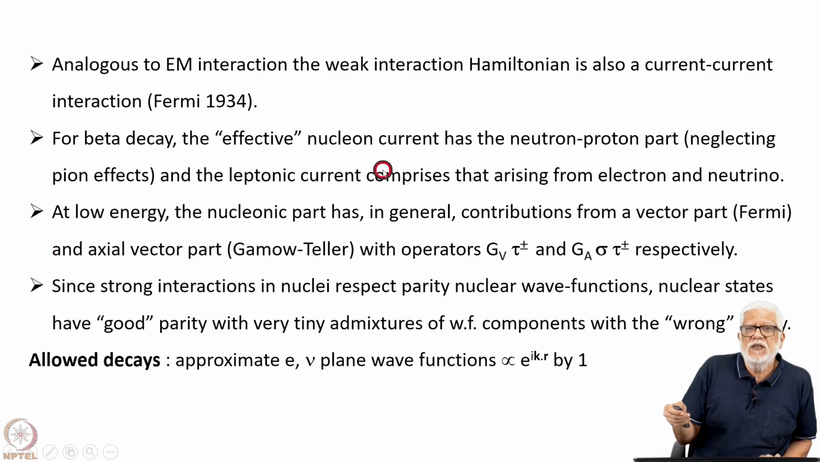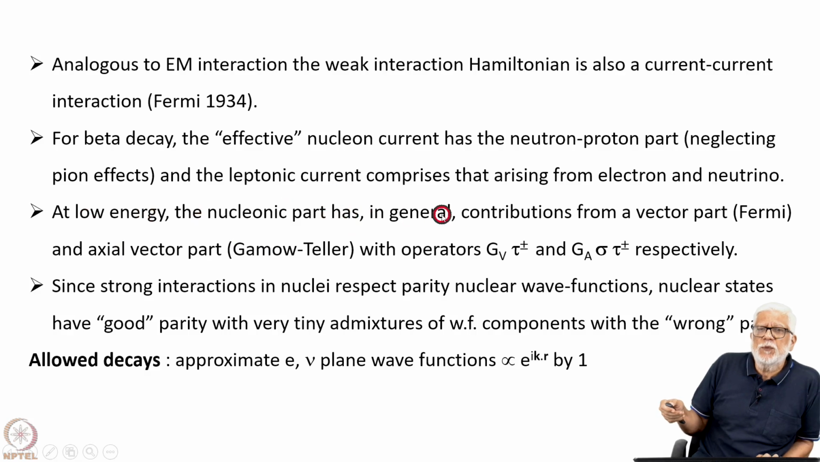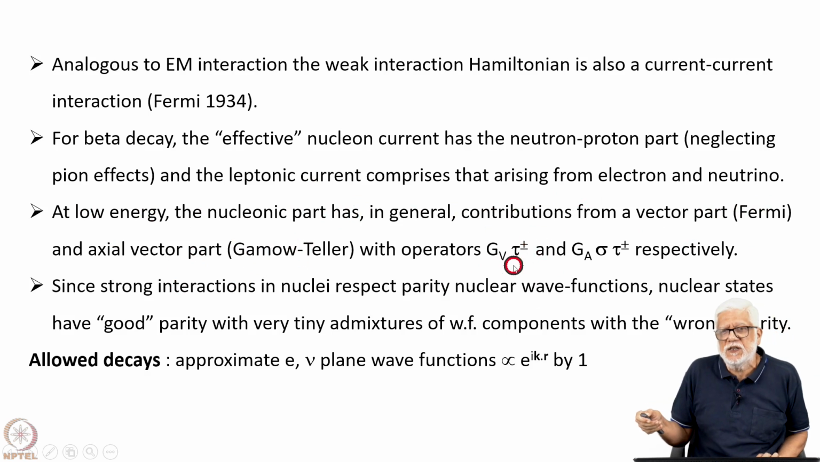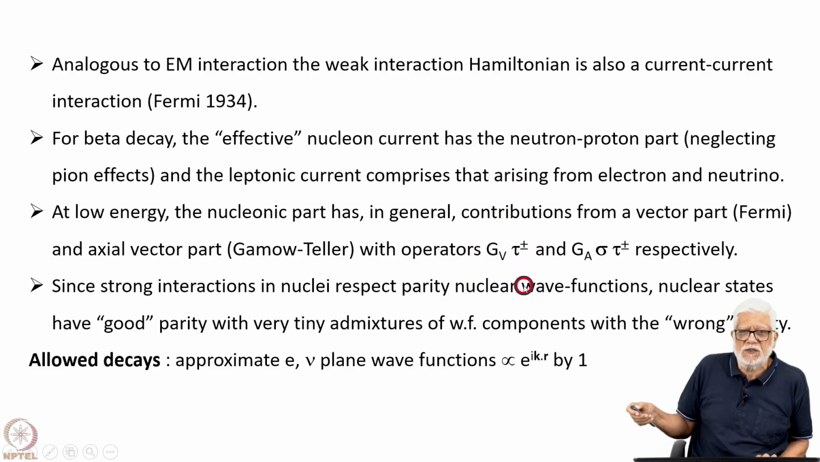So for beta decay, the nucleon current is the neutron-proton part, and the leptonic current arises from the electron and the neutrino. At low energies, the nucleonic part has in general contributions from a vector part, which is the Fermi part, and the axial vector part, which is the Gamow-Teller part, with these operators G_V times tau plus/minus. The tau plus/minus are the isospin raising or lowering operators. If you raise the operator, then you go beta decay one way, and with tau minus, beta decay the other way. So you have positron and beta minus emission.